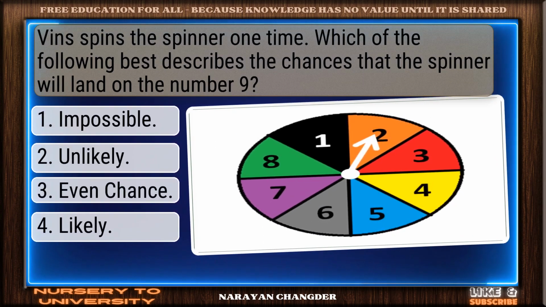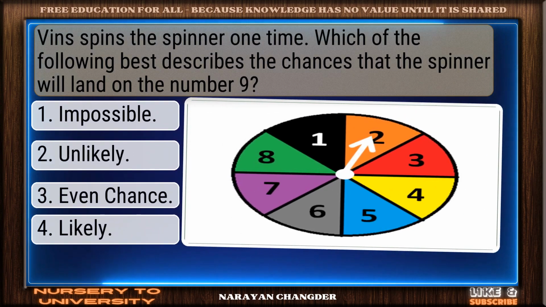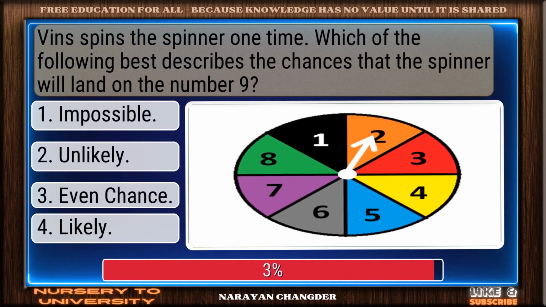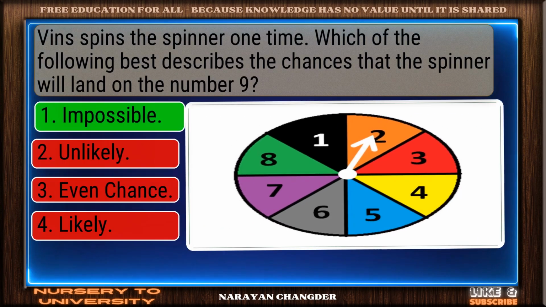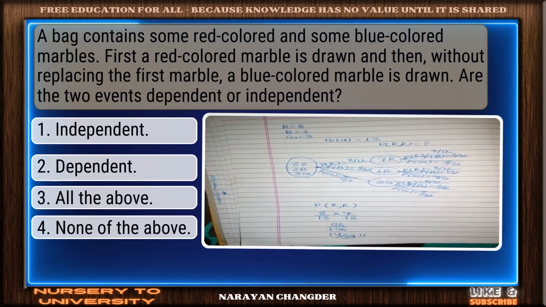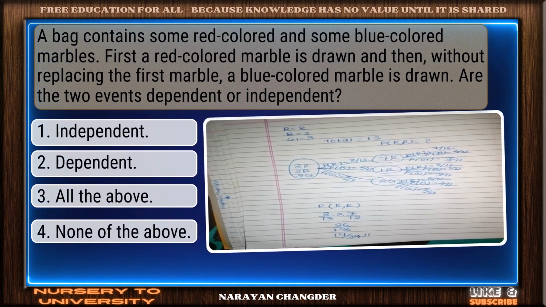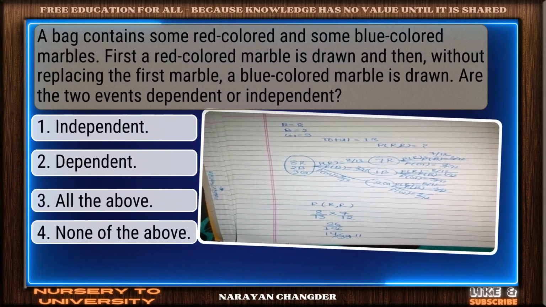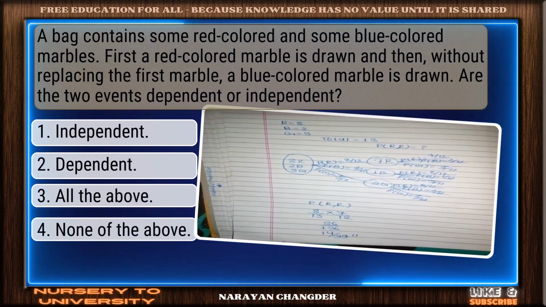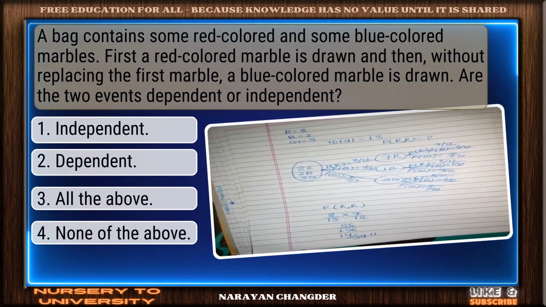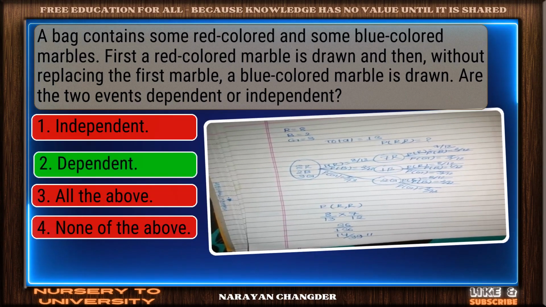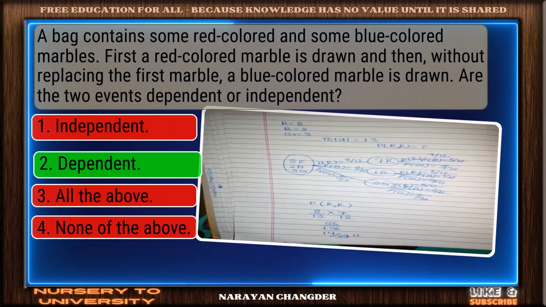Vince spins the spinner 1 time. Which of the following best describes the chances that the spinner will land on the number 9? Well done. Impossible is right. A bag contains some red-colored and some blue-colored marbles. First, a red-colored marble is drawn and then, without replacing the first marble, a blue-colored marble is drawn. Are the two events dependent or independent? Excellent. Dependent is well reasoned.